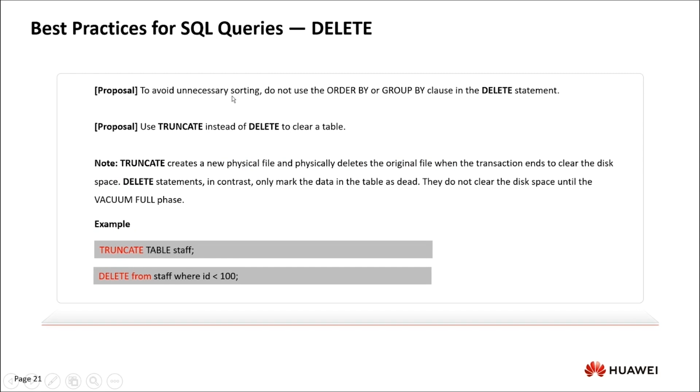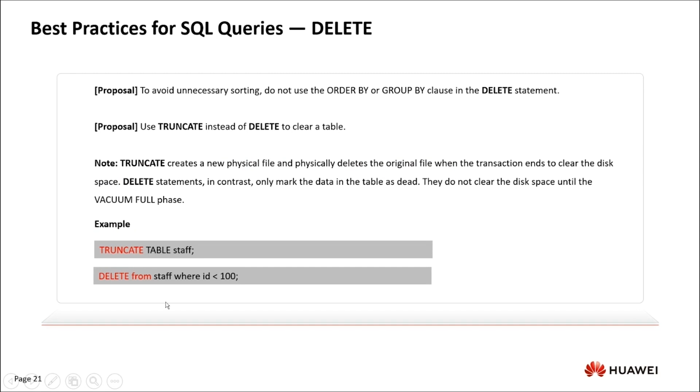To avoid unnecessary sorting, we should not use the order by or group by clause in the delete statement. And also, secondly, use truncate instead of delete to clear a table. Truncate creates a new physical file and physically deletes the original file when the transaction ends to clear the disk space. But the delete statement only marks the data in the table as dead. They do not clear the disk space until the vacuum full phase.